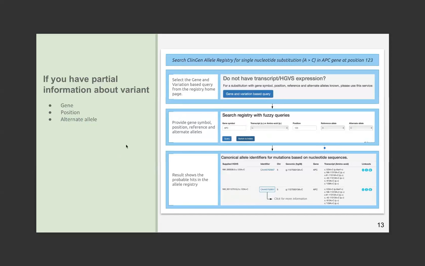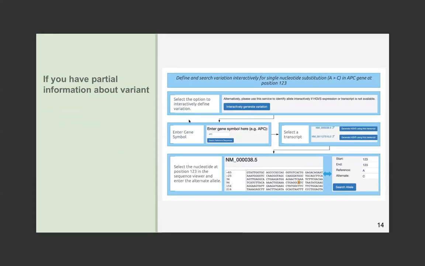Another interactive service that we provide in such cases is the button you have to select from the landing page, Interactively Generate Variation. Once you click on that, you will be prompted to enter a gene symbol, an HGNC approved gene symbol. Once you search for the gene symbol, you have all the transcripts listed, and then you select the transcript you want to generate a variation on. You click on that, and in the next panel we show the relative nomenclature of the numbering of the reference sequence.